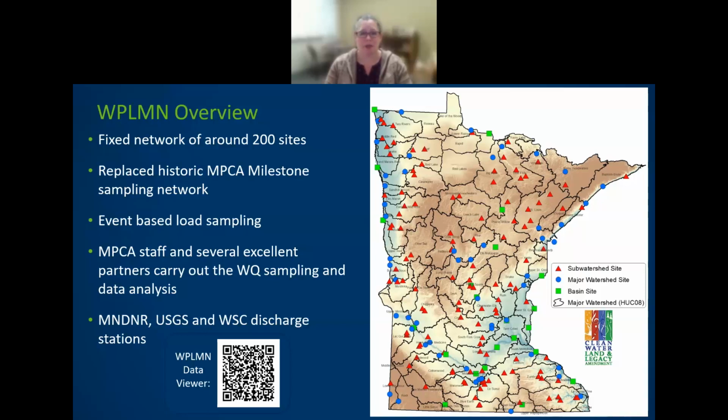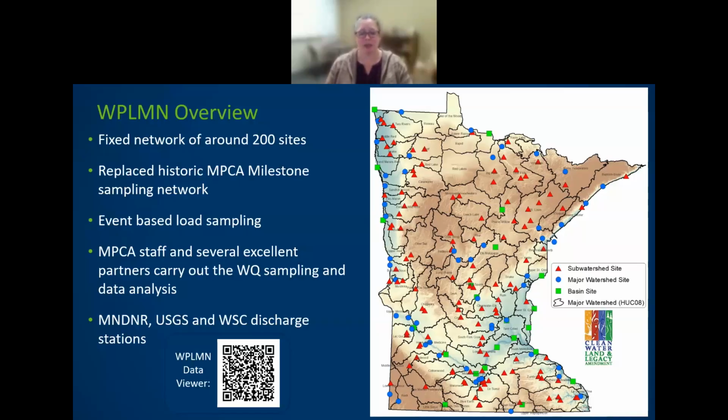This network started in 2007 with the major basin sites, and then we added the subwatershed sites around 2013. So we're really starting to gather a good amount of data to understand these conditions and trends across the state of Minnesota. We did have a network prior to this called the MPCA Milestone Sampling Network that, if you've been in water quality at all, you might have heard of. So this essentially replaced that.